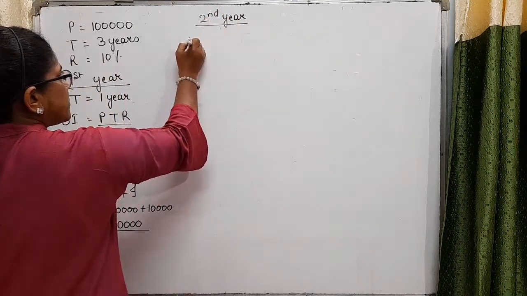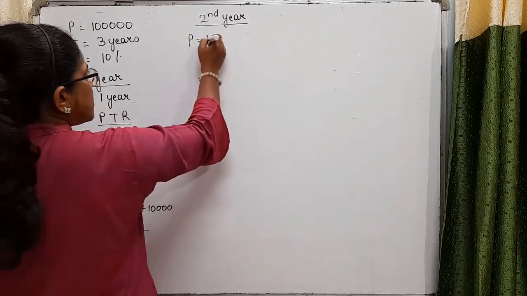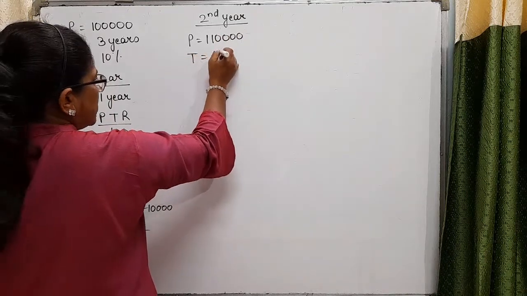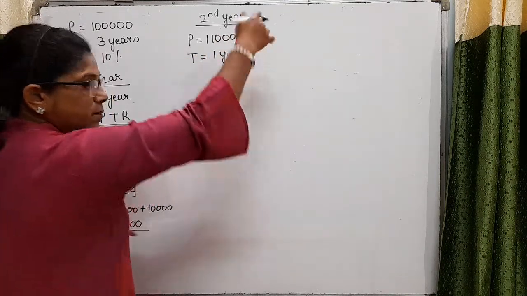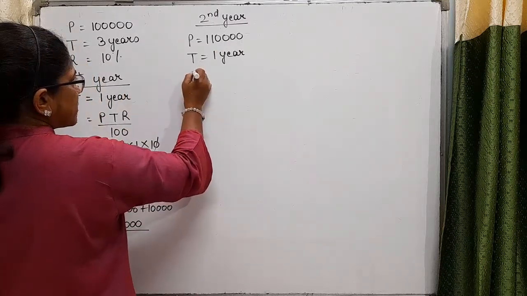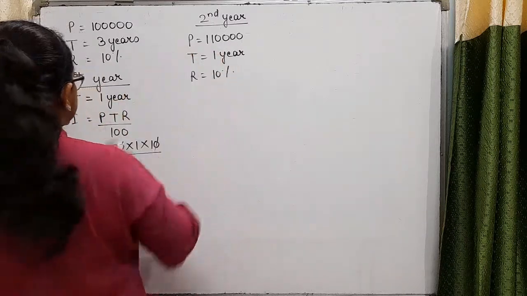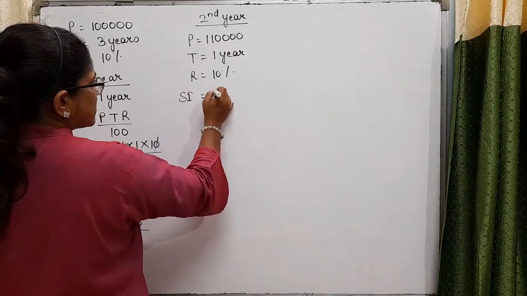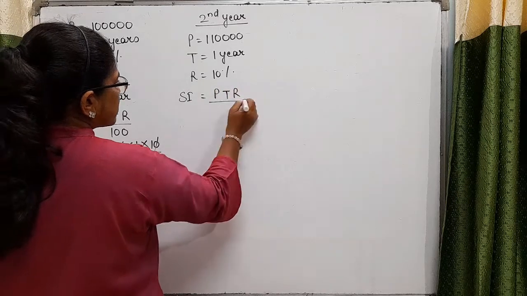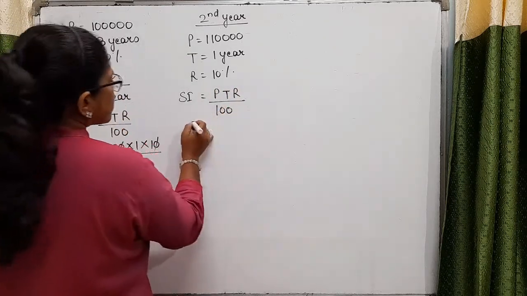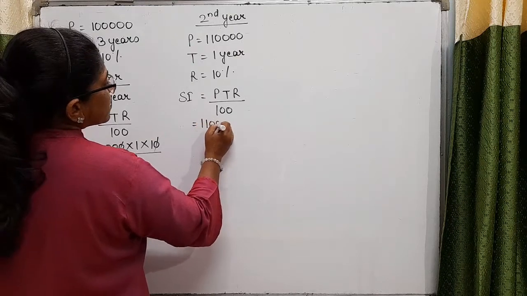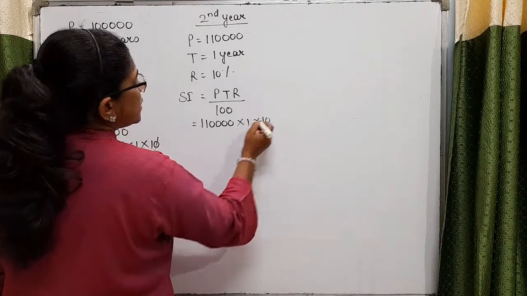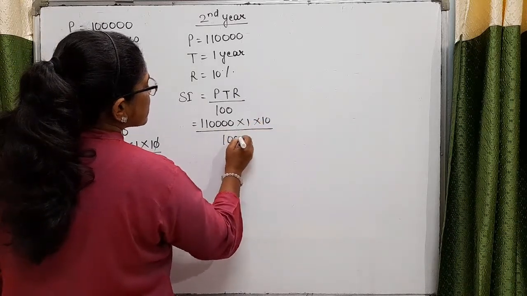Now for the second year, P is 1,10,000. T is 1 year, because we are going to calculate interest again only for 1 year. Rate of interest is 10%. Now let's find the interest. PTR upon 100. Here P is 1,10,000 into 1 year into rate of interest 10 upon 100.